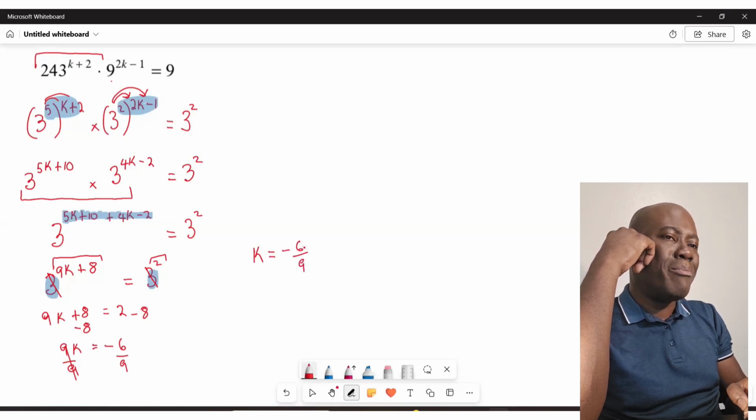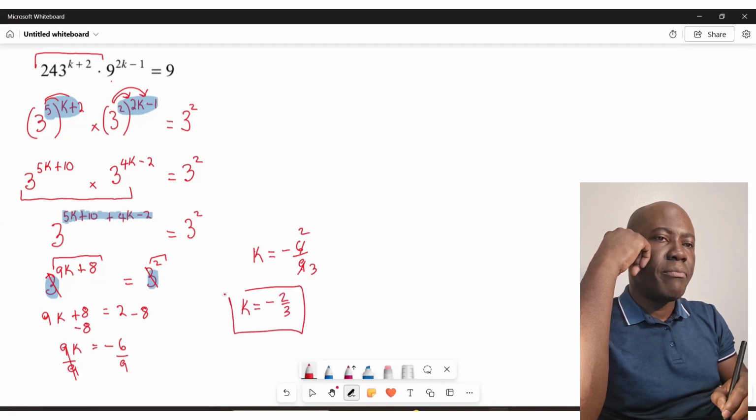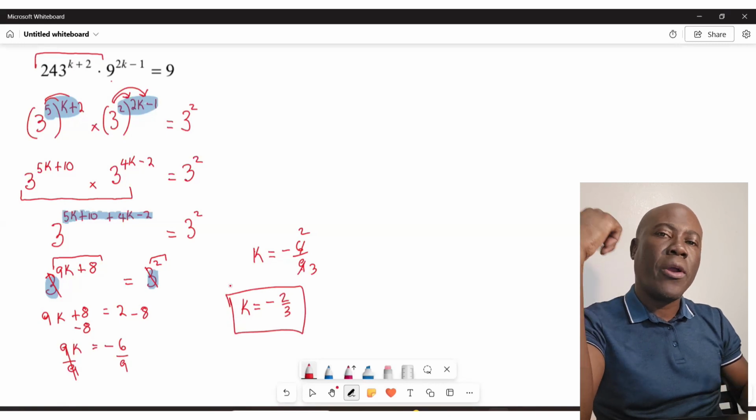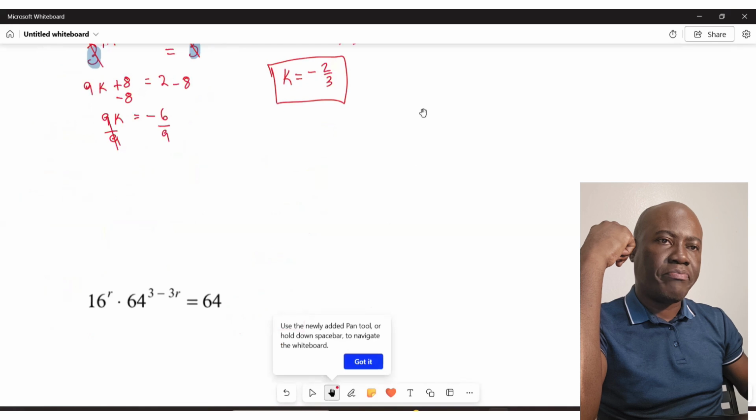And if we want to break this down by dividing through by 3, 3 into the 6 is 2, 3 into the 9 is 3. So finally, k can be represented as negative 2/3. And this would be our answer for k right there. Let us take a look at another problem.